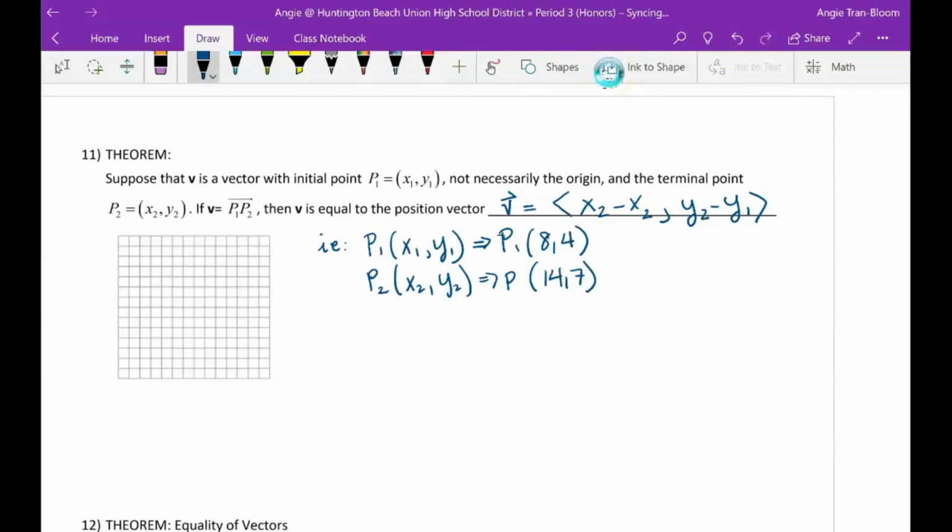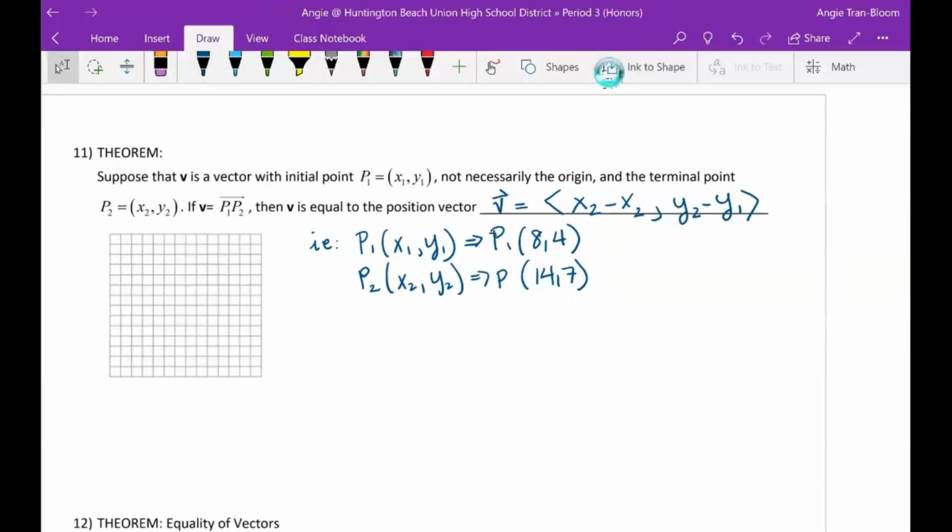So we are going to plot. We're going to assume that this is always in quad 1. Okay, so this is the origin. Okay, so I'm going to plot 8, 4. But we're going to move it down to the origin later. So that's where our position vector is going to be. But where on earth is 8, 4?